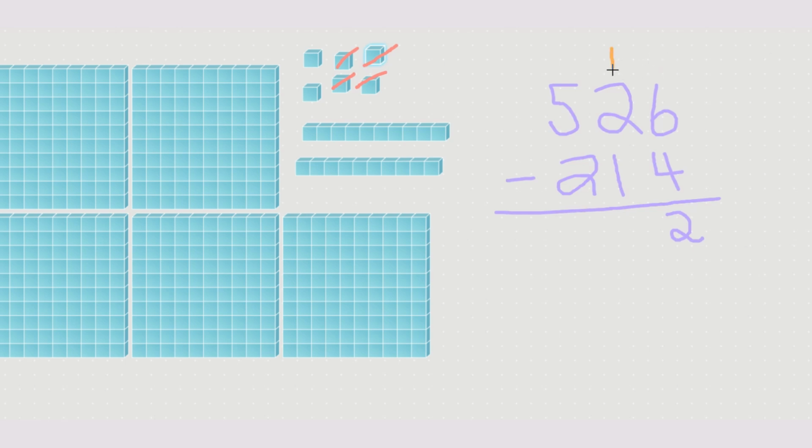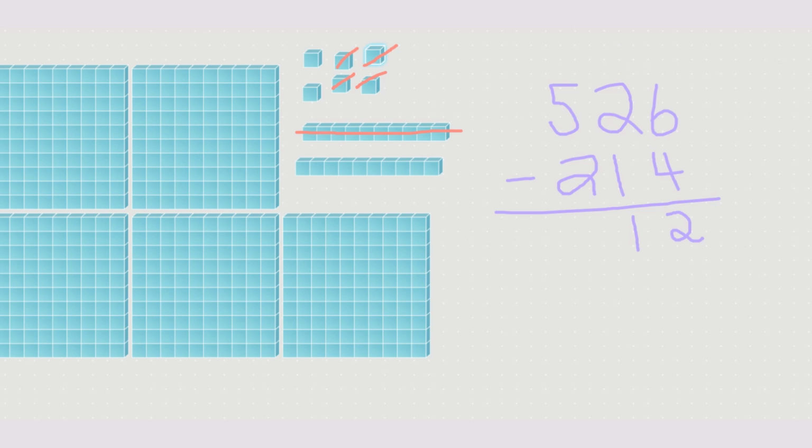Now I can move to the tens column, where I see 2 minus 1. So I need to take away 1 tens stick. That leaves me with 1 tens stick. I need to write that into my equation in the tens column. 1.